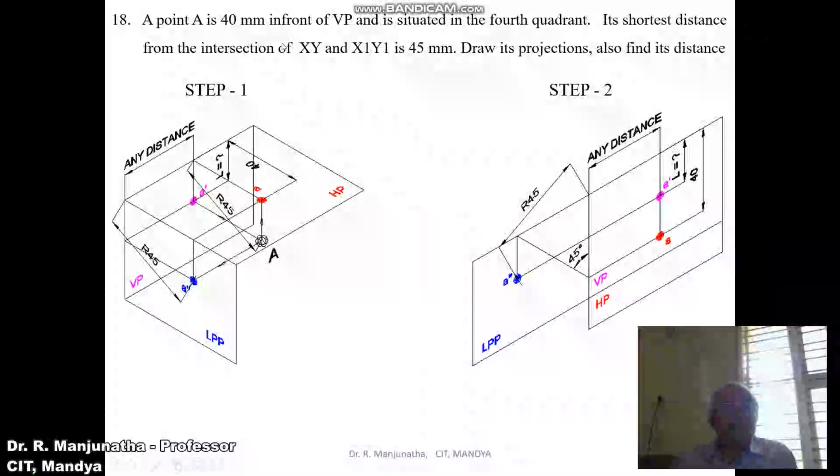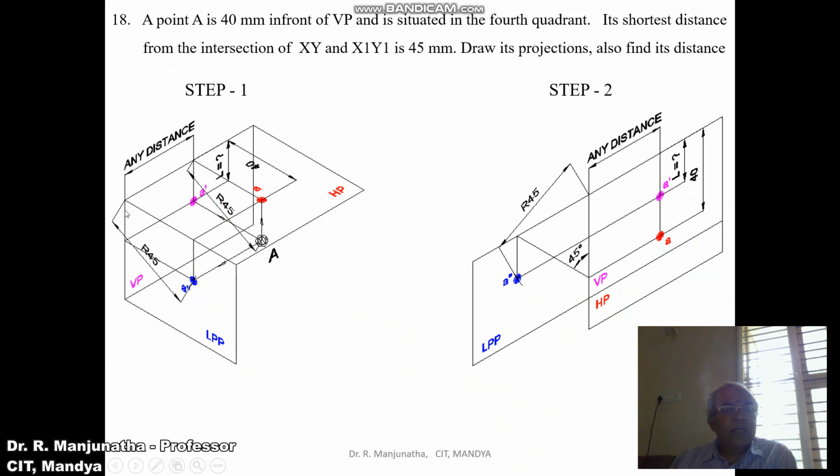So its shortest distance from the intersection of XY and X1Y1 is this distance, which is 45 mm, which has been given here. Now, as the distance with respect to the profile plane is not being given, we can consider any distance. From here to here, it can be any distance, and also from here to here. But we know the shortest distance is 45 mm. So that means from here to here, the distance is 45 mm. Now this is how you will be able to analyze it.